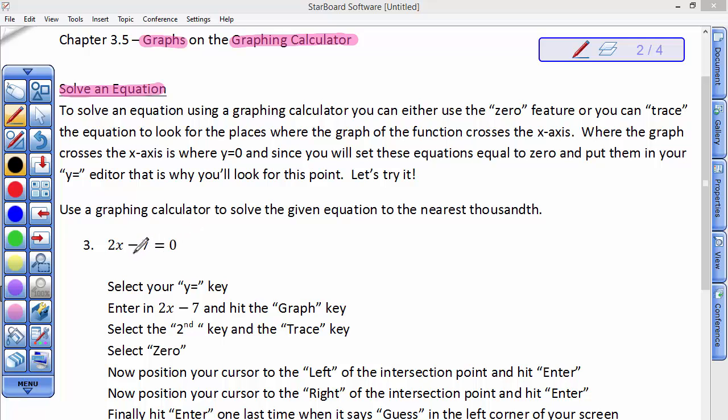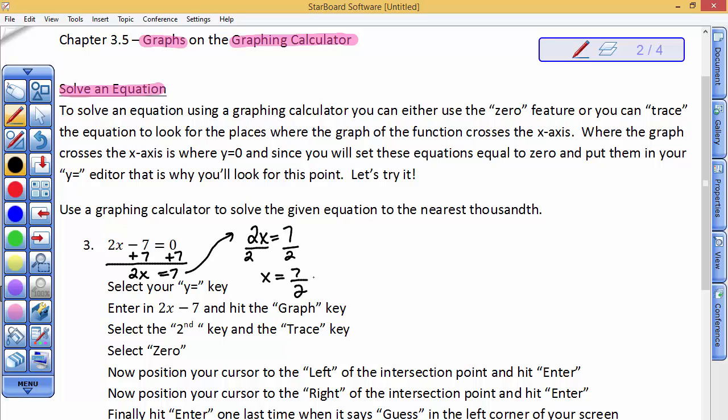So if I were to find out what x is that works in this equation, I would go back to my equation solving skills and I'd add 7 to both sides of this equation. And then at this point, I divide both sides by 2 to solve for x. And I'd find that x is 7/2 or x is 3.5.